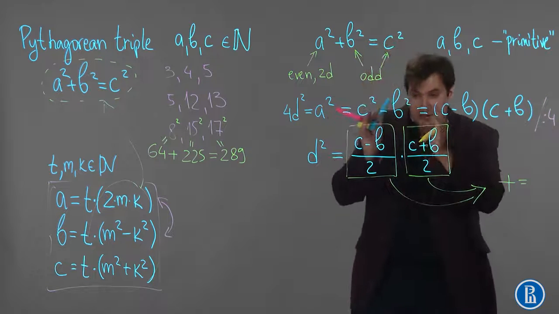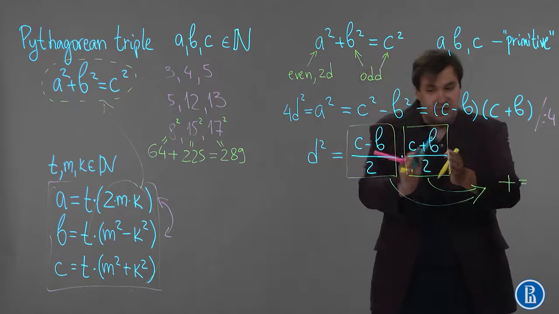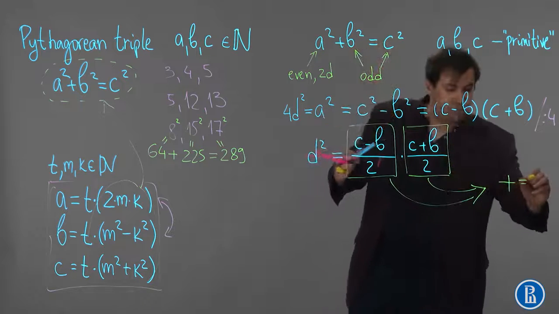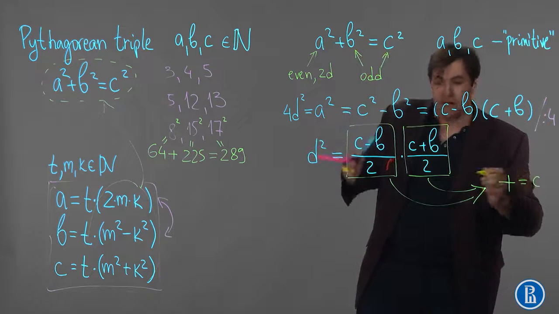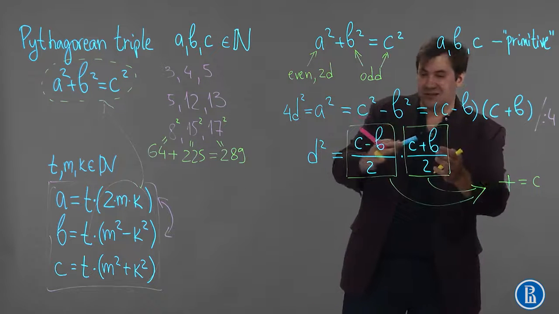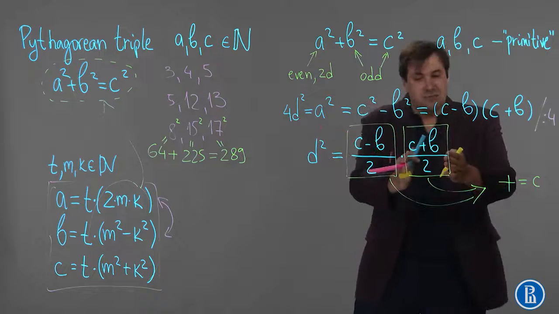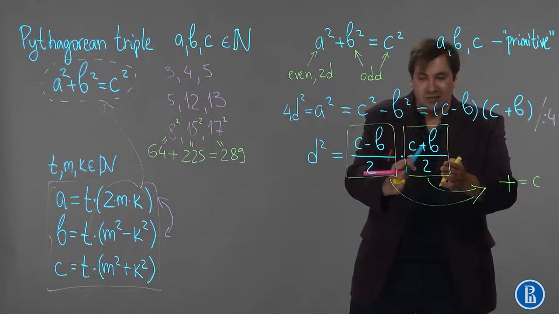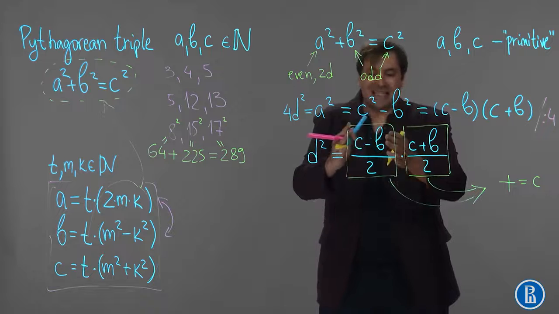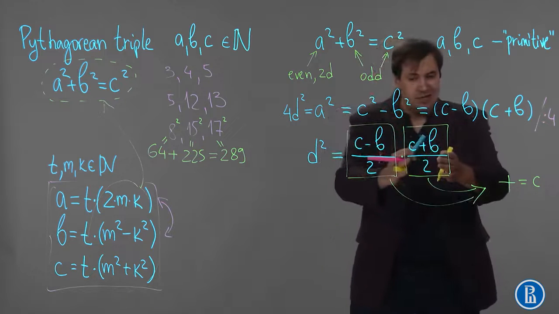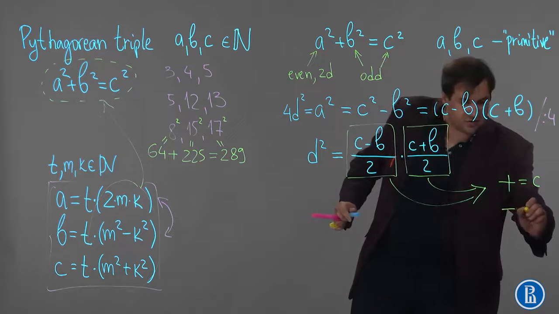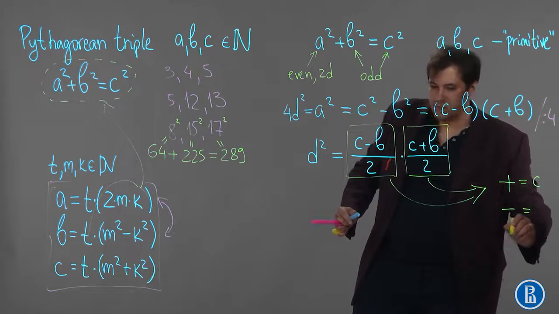Notice that if you take this fraction and add one to the other, their sum will be equal to c. Now, what about their difference? Let's take this expression and subtract it from this one. So fraction minus fraction, their difference, will be equal to b.